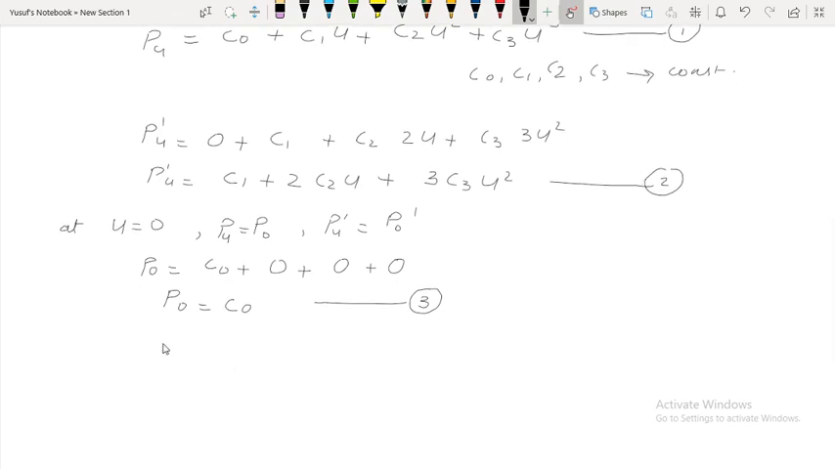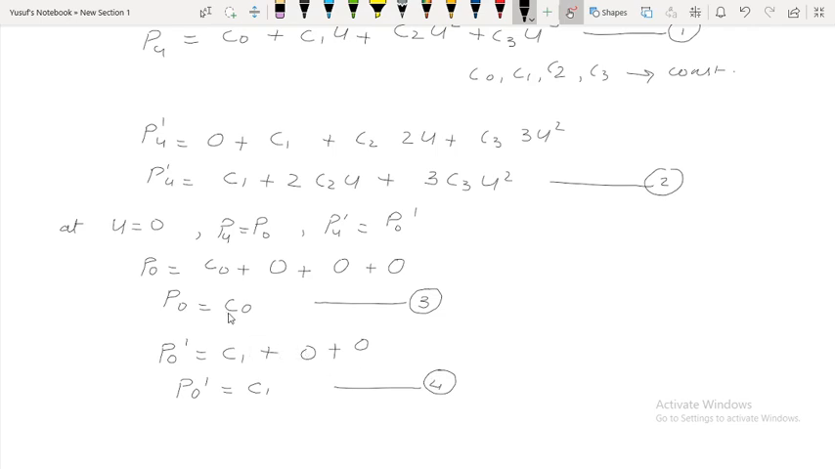If I put it in the second equation, pu dash, I can write p0 dash equals c1 plus 2 into c2 into u, the value of u is 0. So this term becomes 0, plus 3 into c3 into u square, the value of u is 0. Then again 0. That means p0 dash is equal to c1. It is equation number 4.